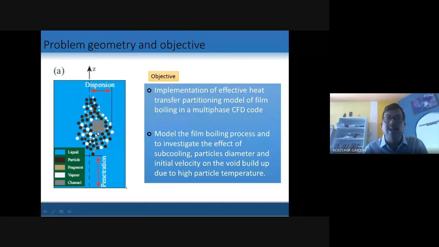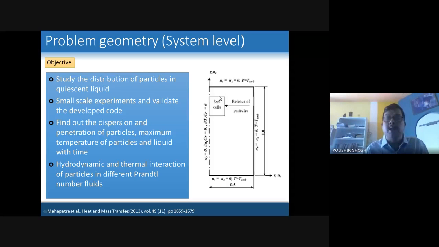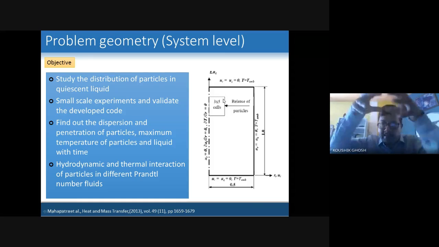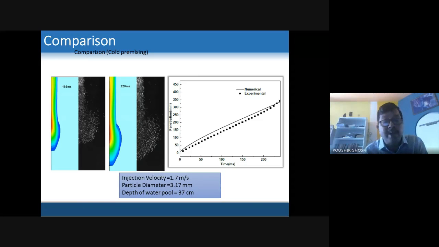So to simulate that, we have modeled here the vessel, and it contains some liquid, and we are releasing some particles from above. First, at the system level, we have also done some small scale experiments. We are not going into detail of the experiments, and we have compared the particles under isothermal condition first. This is cold premixing.